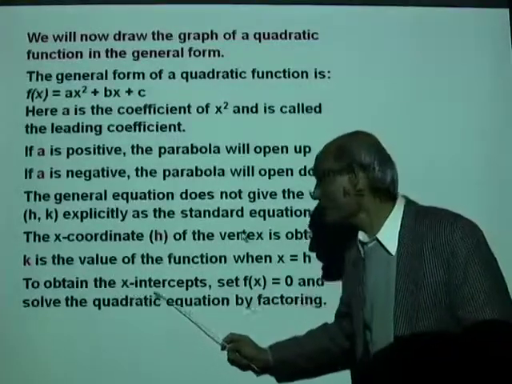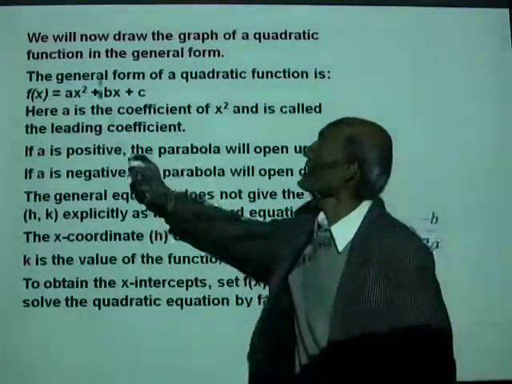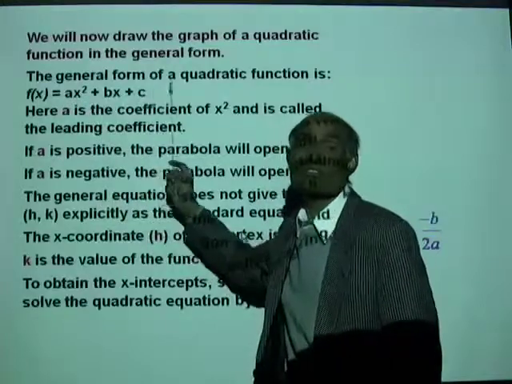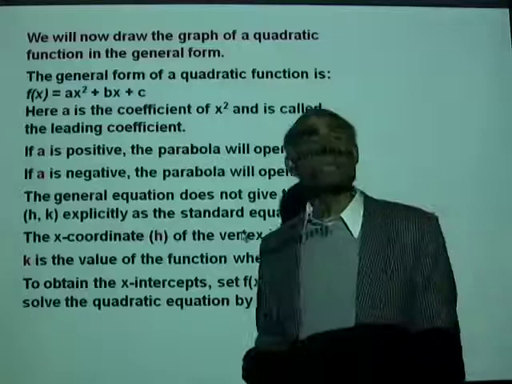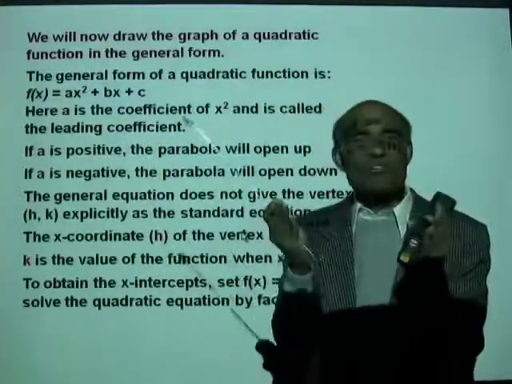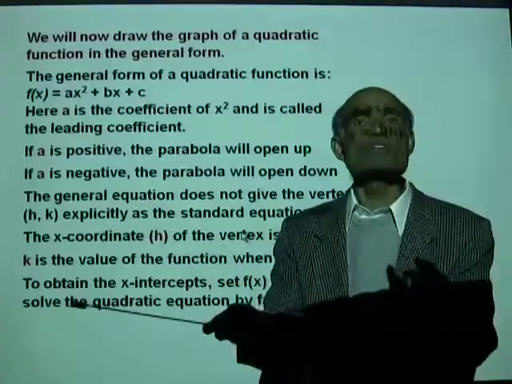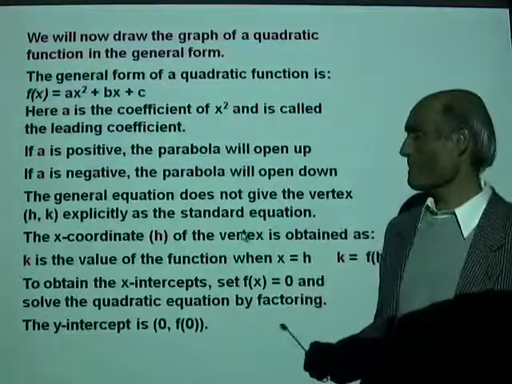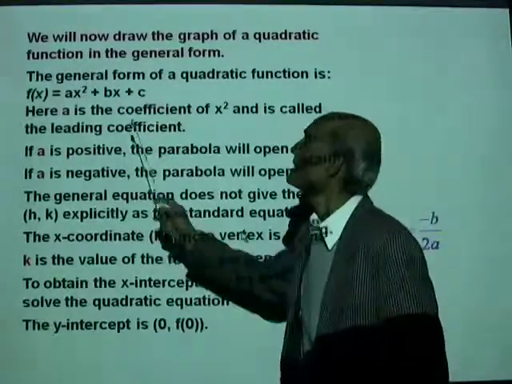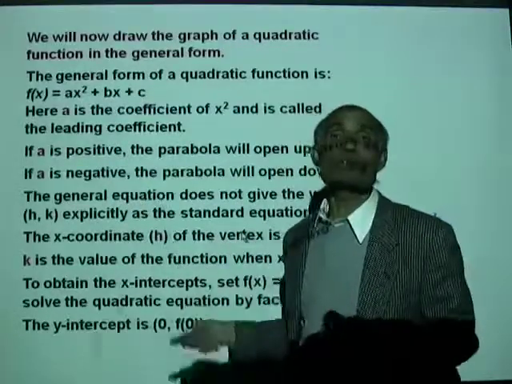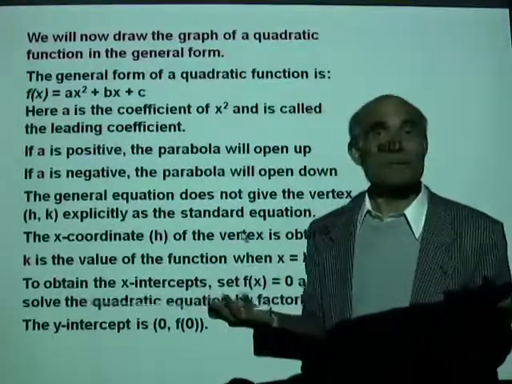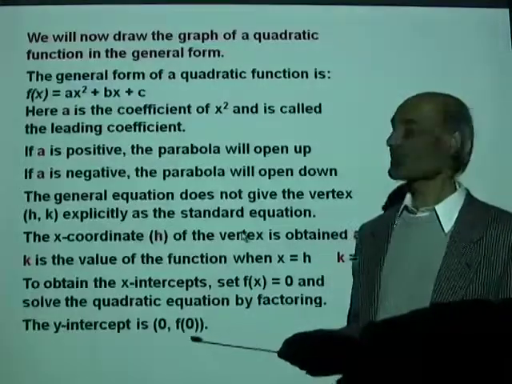And to obtain the x-intercept, we set the function f of x equal to 0 and solve. Many times you can do that by simple factoring, or we will use the calculator to do that. And of course the y-intercept is obtained by setting x equal to 0. Of all these, obtaining the y-intercept is the simplest.